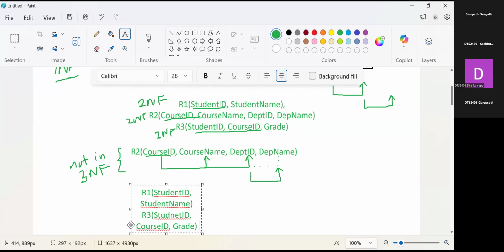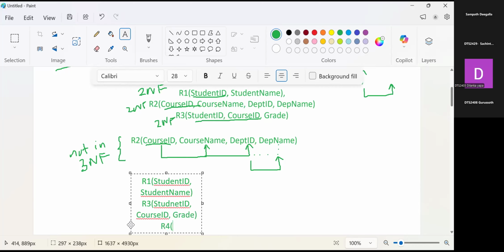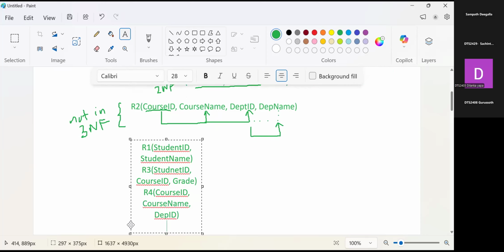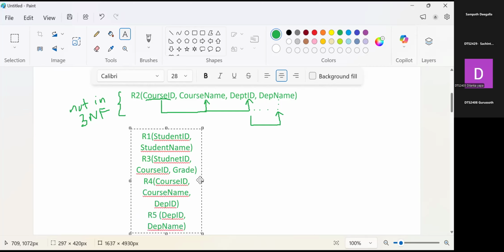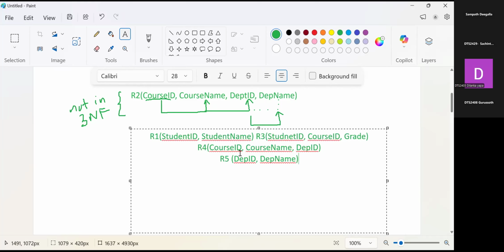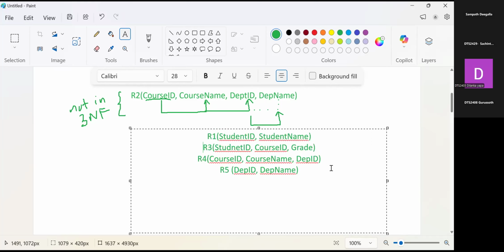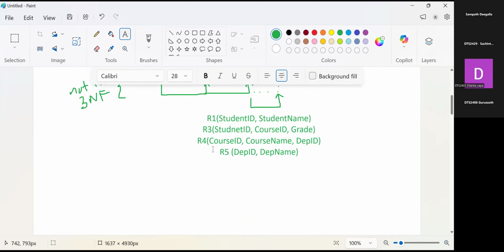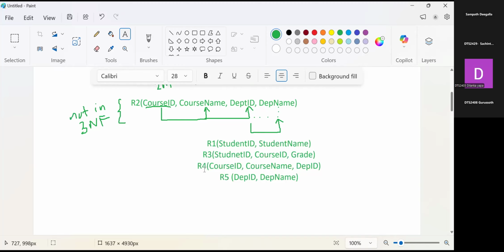Then R4, we have course ID, course name, department ID, R5, department ID, department name. So these are the final answers, given this, breaking down into second normal form and third normal form.